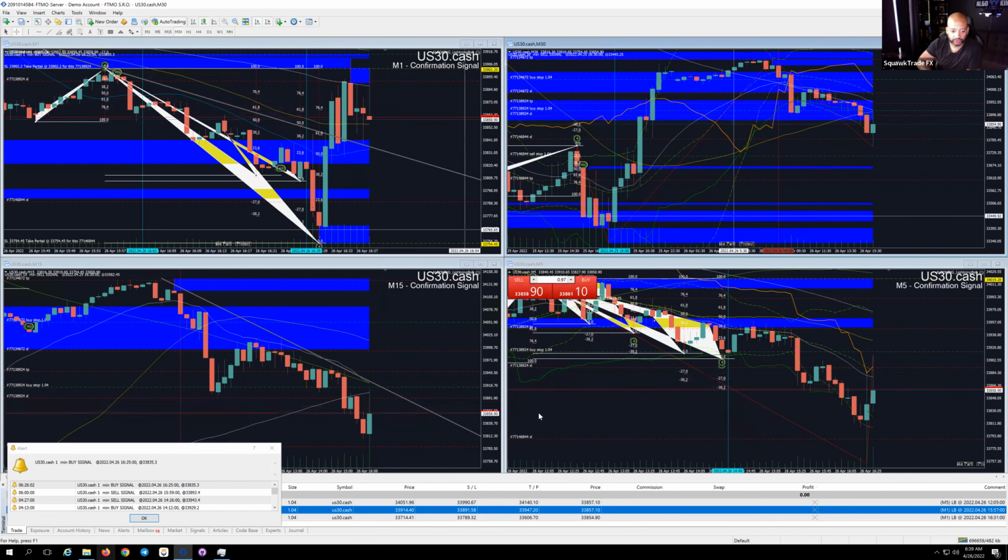What I should do is throw up another chart here. I don't have the H4 on here. What's the H4 looking like? What do you see on the H4, Fred? Anything exciting, based on your analysis?